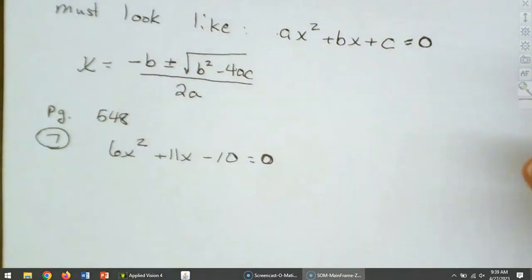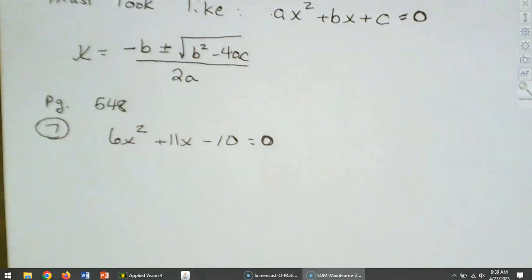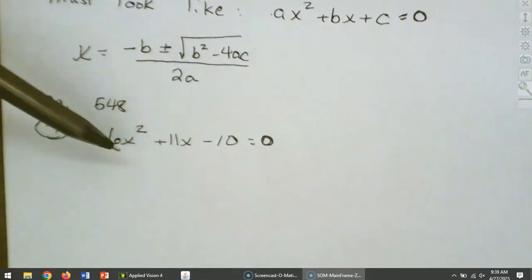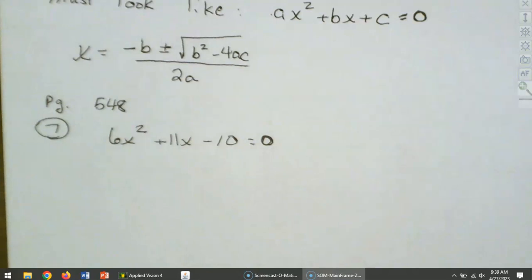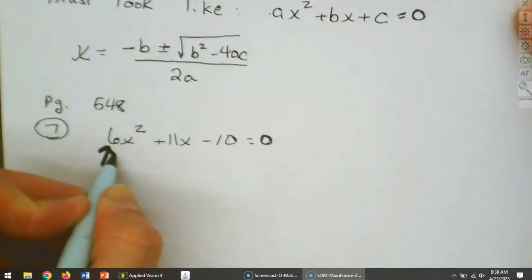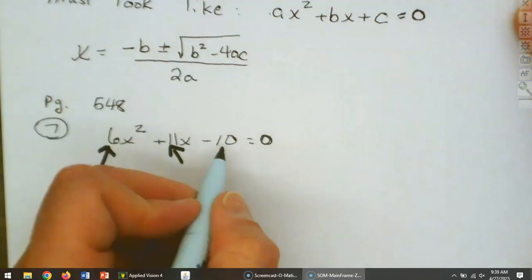All right? Now, the first thing we do, we're going to be using our quadratic formula here. So the first thing we do is we look and make sure that we can't divide anything out. And we cannot. Right? We got a 6, 11, and a 10. They have absolutely nothing in common. Now, what we do is we label our pieces. It's in the correct order. It's been set to 0.